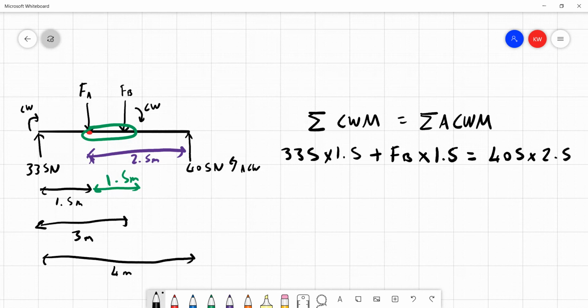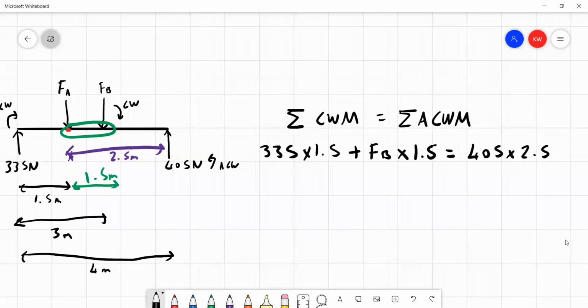What this left us with is a formula that we can calculate some parts of. It's going to leave us with one thing we don't know, the force FB. And as we've seen before, this is exactly what we need in order to find the other missing force, by balancing our vertical forces up and down after this. So let's have a look at this calculation. First of all, 335 times 1.5 is going to be 502.5. We don't know what FB is, so we can just write that down as 1.5 FB for the moment.